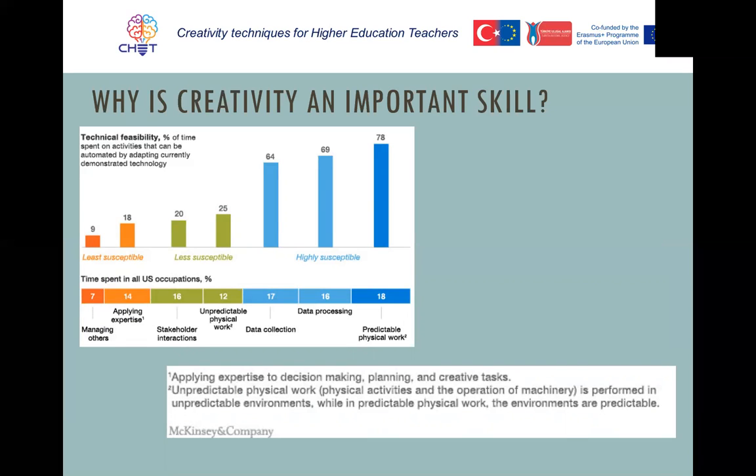The issue is that most of the activities that engineers do or will do in the future can be replaced. So everything that is a routine task is highly susceptible to being replaced by automation. If it's technically feasible, it will be replaced. On the other hand, we have management tasks, which are the least susceptible to being replaced. And amongst those, we have creative tasks. So creative tasks are becoming increasingly important in engineering job profiles because those are the tasks that cannot be replaced.